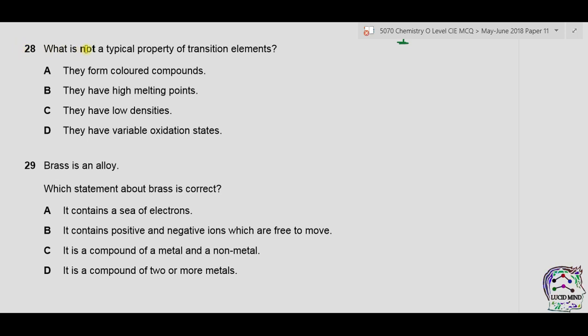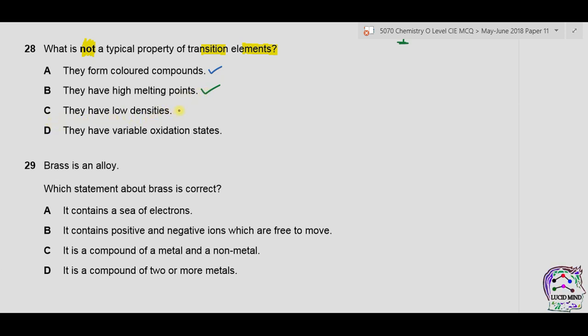Question 28. What is not a typical property of transition elements? A. They form colored compounds. This is a property of transition elements as they form colored compounds. B. They have high melting points. This is also true because transition elements are metals and they have strong forces of attraction, so therefore they have high melting points.